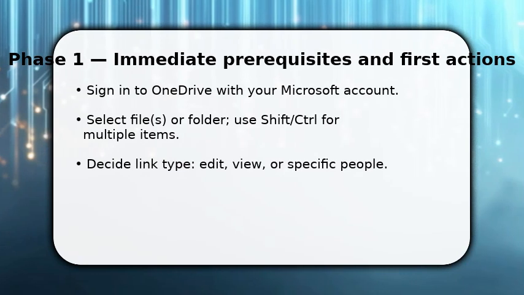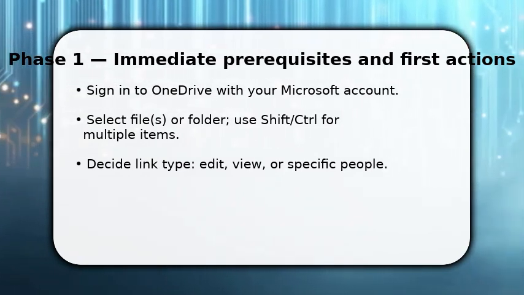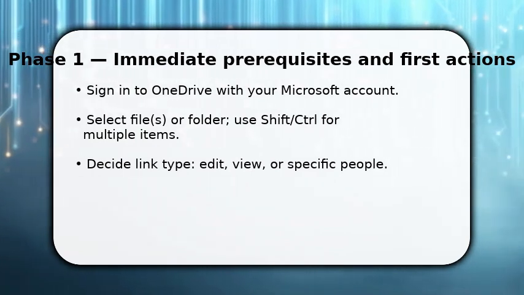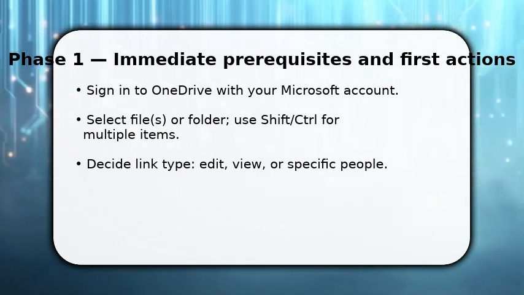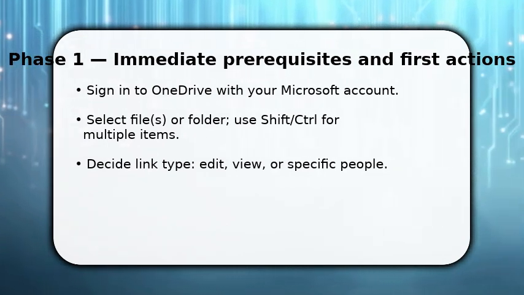You start by choosing what to share and why. Sign into OneDrive, then navigate to the file or folder you need. Once you've selected it, click Share. Make sure to pick the correct link type, edit, view, or specific people, because permissions control access. Also decide whether to set an expiration or password.